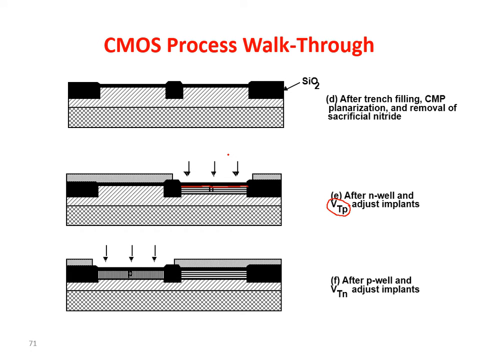We use another mask, we define the regions for the P-well. This is again the silicon nitride sacrificial layer. We do the P implant and the adjust implant here on the surface in order to have the threshold voltage that we want. So now we are at the second step. We have defined the two wells, and now we need to define the gate stack.